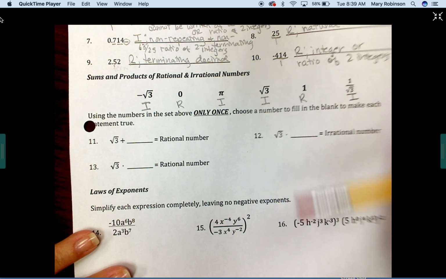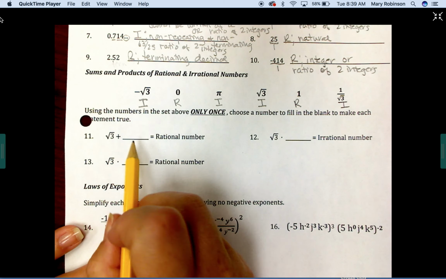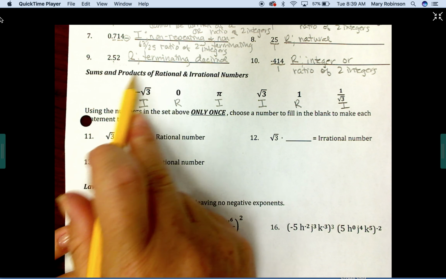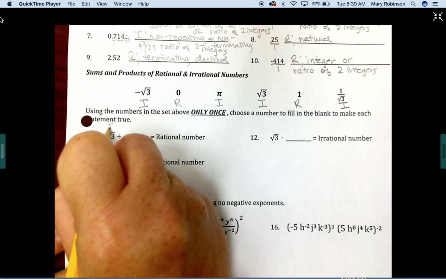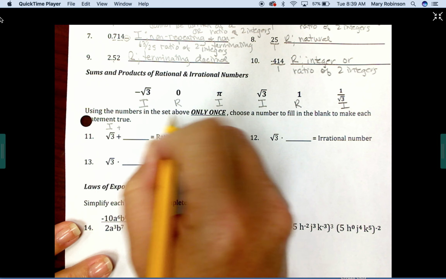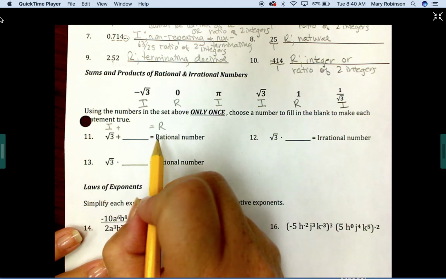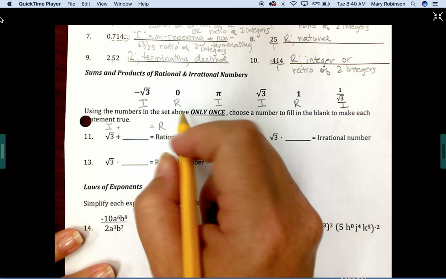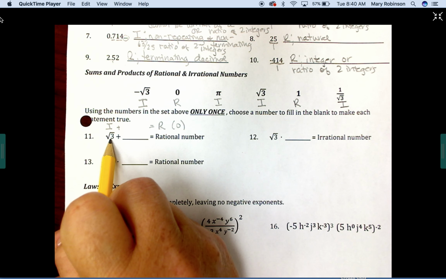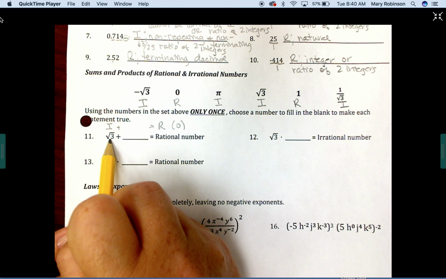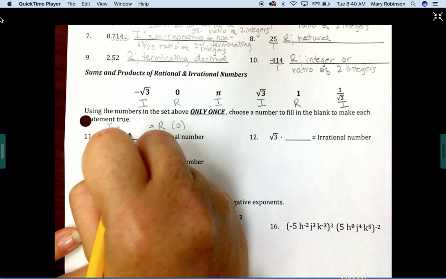Your job here is to illustrate that you understand your product and sum rules by filling in a number from this selection that makes it true. So I'm just going to write up here that we are taking an irrational number and we are adding a number to make it rational. So if you recall, if we end up with a rational number, that rational number should be 0. The only way to take an irrational number and get 0 is if we add its opposite. So I'm going to choose negative square root of 3.